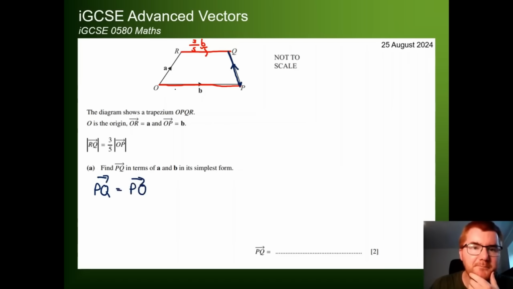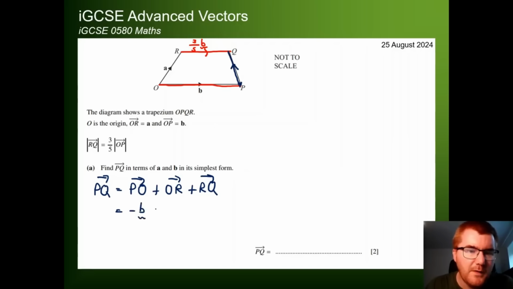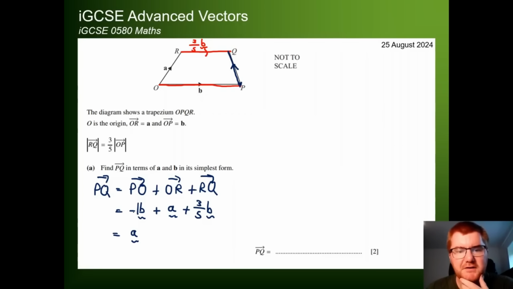And by putting in that extra information, we can just put in all the information we have. So P to O going against the arrow, minus B, and we're going with the arrow, O to R, so plus A, and then we've got 3/5 B. Remember, this is minus 1B. So this simplifies then to A, and we've got minus 1 plus 3/5. That's going to give us minus 2/5 B. You need to be good with fractions when you're working with these kinds of vector questions. So let's pop that in. We have A minus 2/5 B.